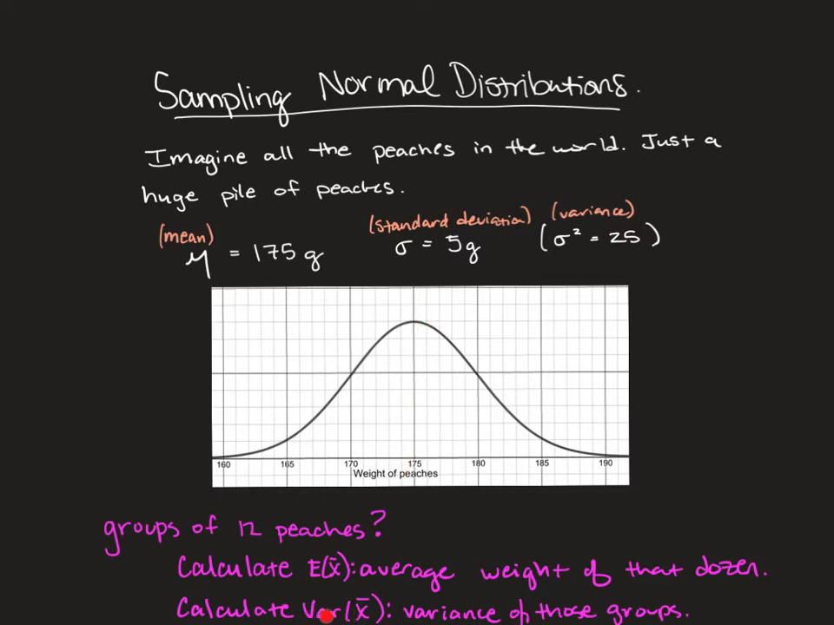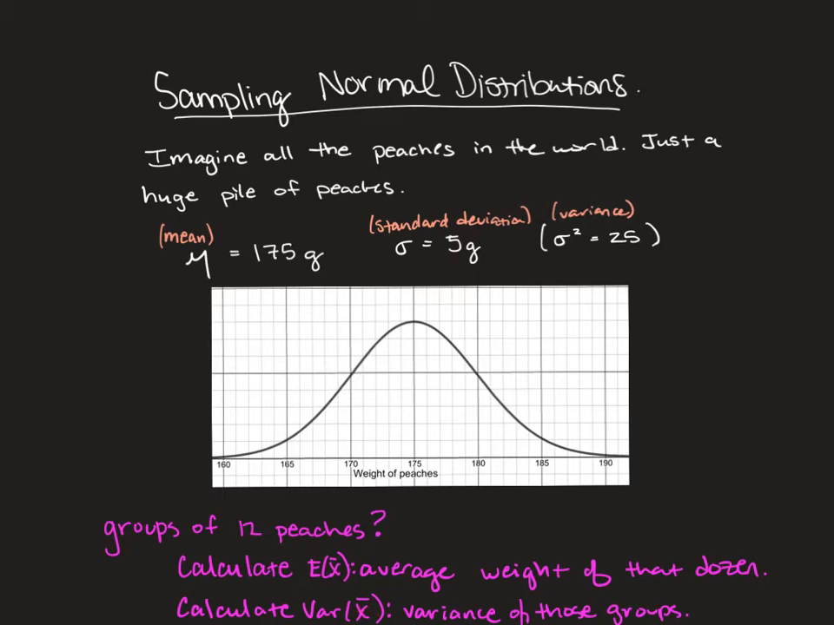But here's the trick: what about the variance of that group? Here they're very spread out. I could get a really tiny peach, but it's not very likely. I could get a really big peach, but it's not very likely. But what if I'm now looking at the variance of that group of peaches? So now I've got a bag of a dozen peaches sitting in front of me, and then I have 50 bags of those dozen peaches sitting in front of me.